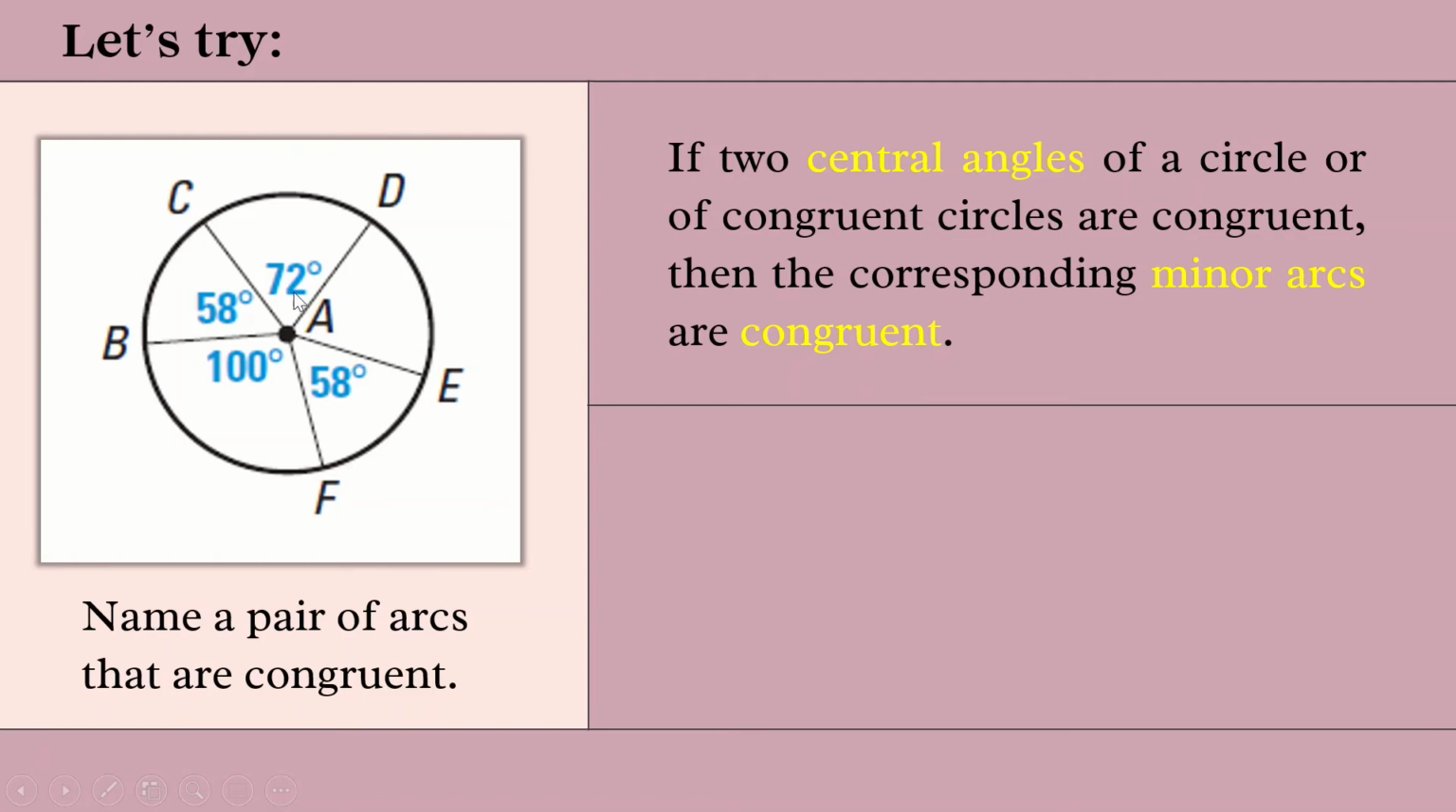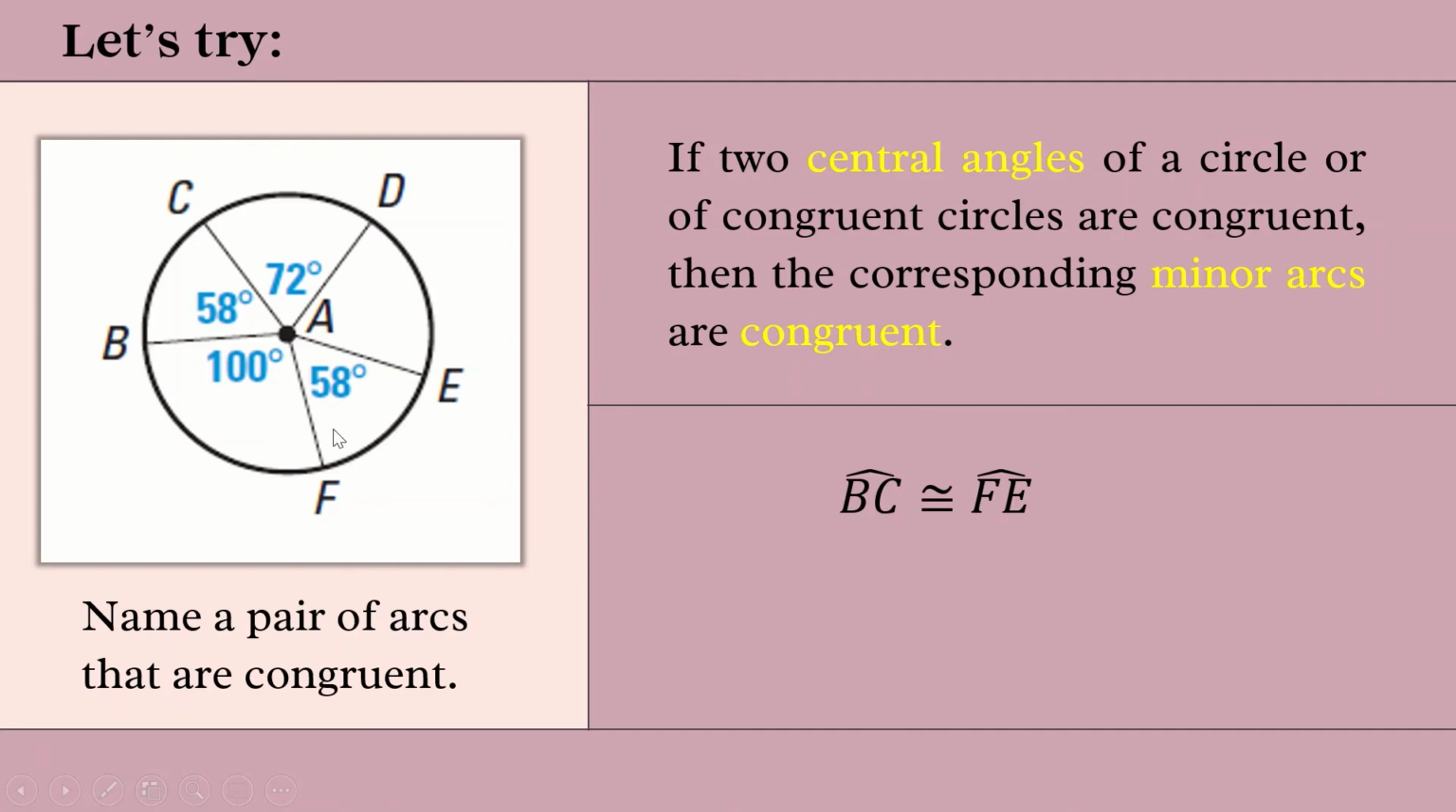Asan ang congruent central angles natin? We have angle CAB. Ang sukat niya ay 58 degrees. And angle EAF, which also measures 58 degrees. So, meron tayong two congruent central angles. So, by applying the theorem, we can say that arc CB is congruent to arc EF.